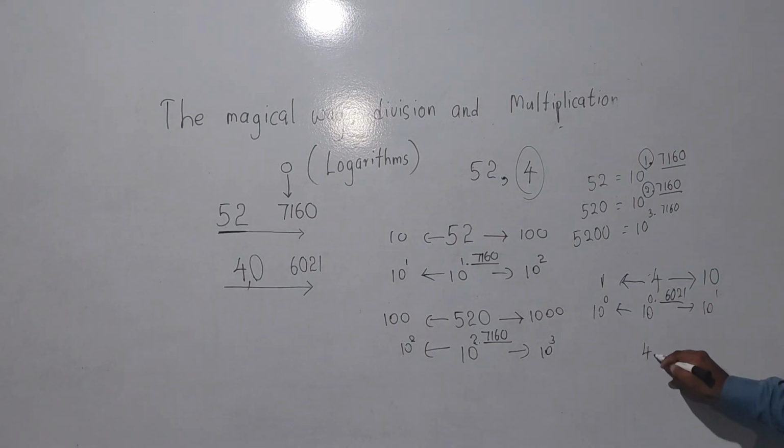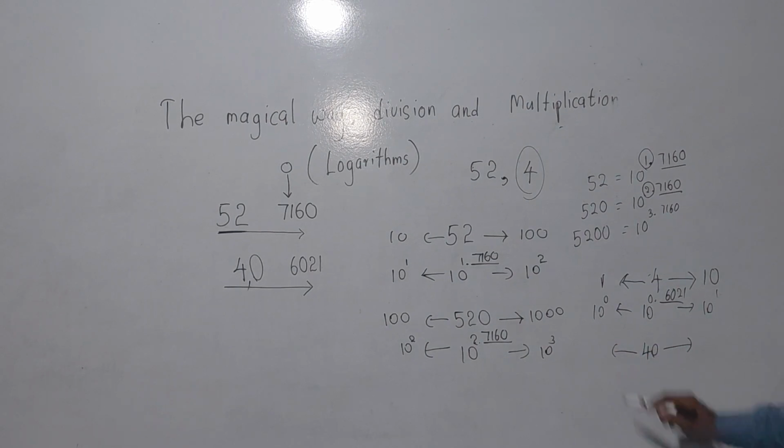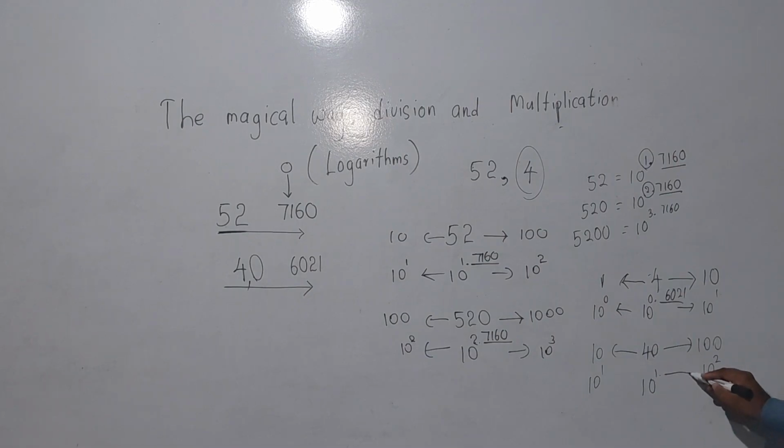If we need the value of 40, what we have to do? 40 is between 10 and 100. 100 is 10 to the power 2 and 10 is 10 to the power 1. So the log value of 40 should be 10 to the power 1 point something. What is that some value? 6021. Same mantissa, different characteristics. So that's how we take the value of 4, 40, 400, 4000, anything.